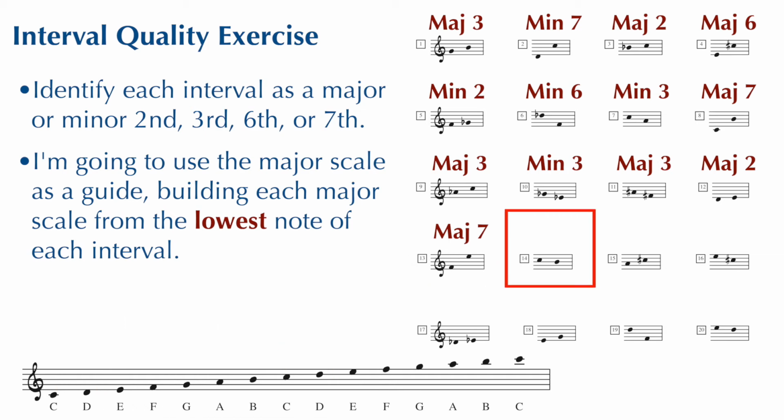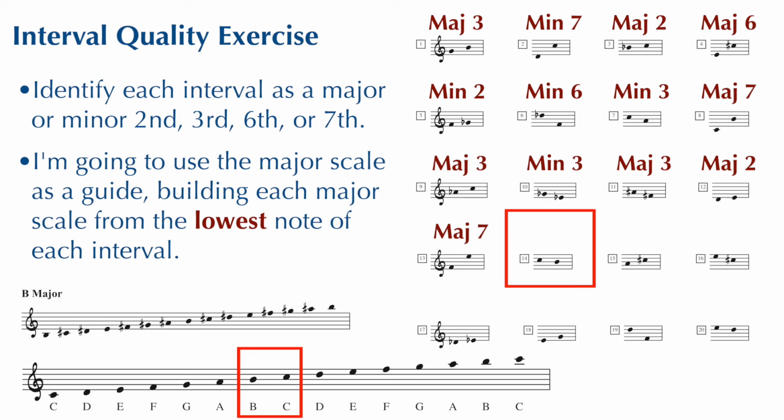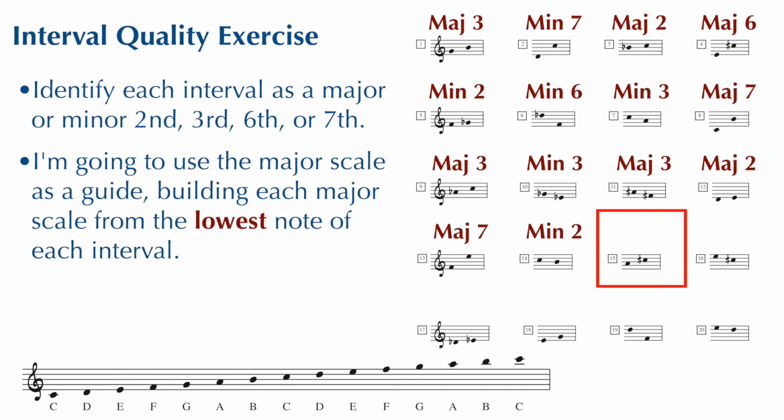Number 14, C going down to B. C to B is always going to be a second, and then we use the lower note to build our major scale. So we're going to be going off of the B major scale. B, C sharp is the second note of the B major scale, so that has to be a minor second. And again, B and C are also a half step apart, so that's a really quick way of telling that that's a minor second.